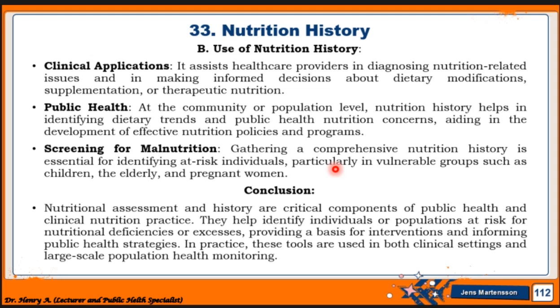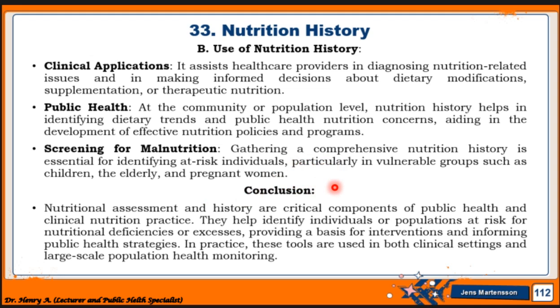It will also be useful in public health because at the community or population level, nutrition history helps to identify those dietary trends and public health nutrition concerns, and it will aid in the development of effective nutritional policies and programs that are needed for interventions. Number three, the use of nutritional history includes screening for malnutrition because gathering a comprehensive nutrition history is essential for identifying at-risk individuals in that community or population, particularly vulnerable groups such as children, elderly, and pregnant women. This is very, very important.